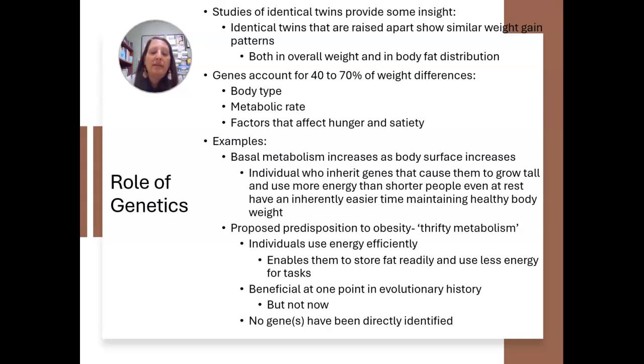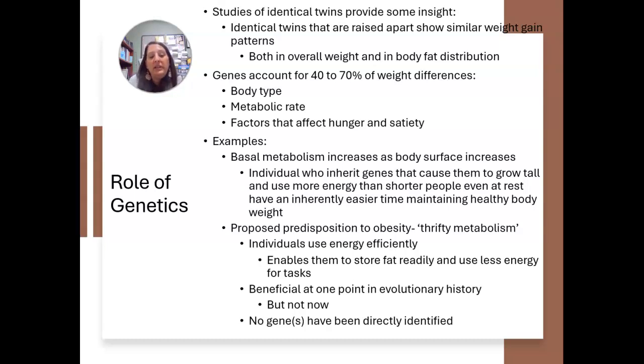Okay, here's another example. This has been proposed. It's a little nuanced, and there has not been a gene that has been found that's directly involved, and so it's kind of a hypothesis. So there's this proposed predisposition to obesity. It's been tagged thrifty metabolism, and so individuals have been shown to use energy efficiently, which enables them to store fat more readily and use less energy than others would use for energy consuming tasks.